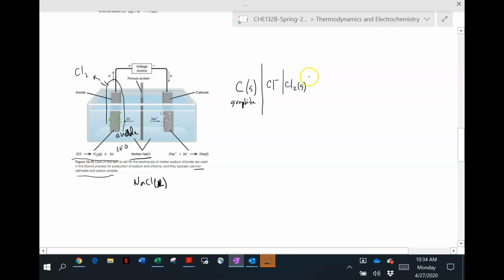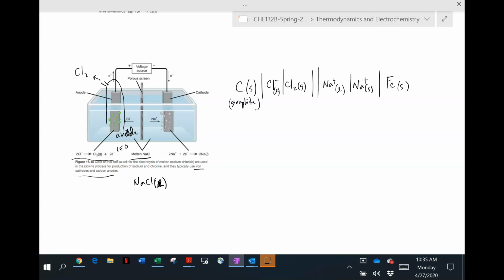Then our bridge here is this porous screen that's just in the molten sodium chloride. And over here on this side we have sodium liquid, and I guess I should say liquid, not aqueous. Again, we're dealing with very, very different stuff. And that is becoming sodium solid. And that is happening on an inert, for this reaction, iron electrode. So slightly more complex cell notation. We wouldn't usually notate it as graphite, but we might. I mean, you're just not going to use a diamond electrode. That's kind of the range of carbon possibilities there.